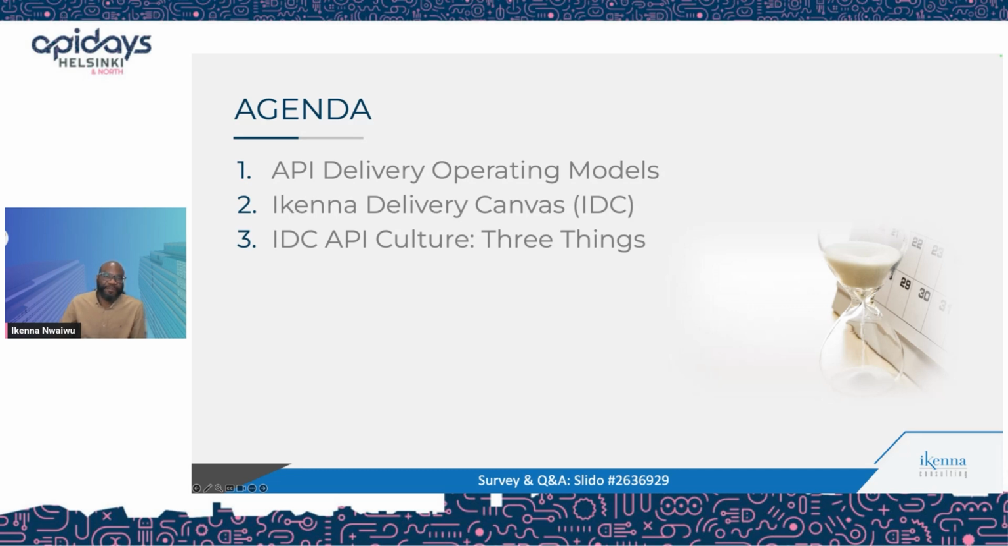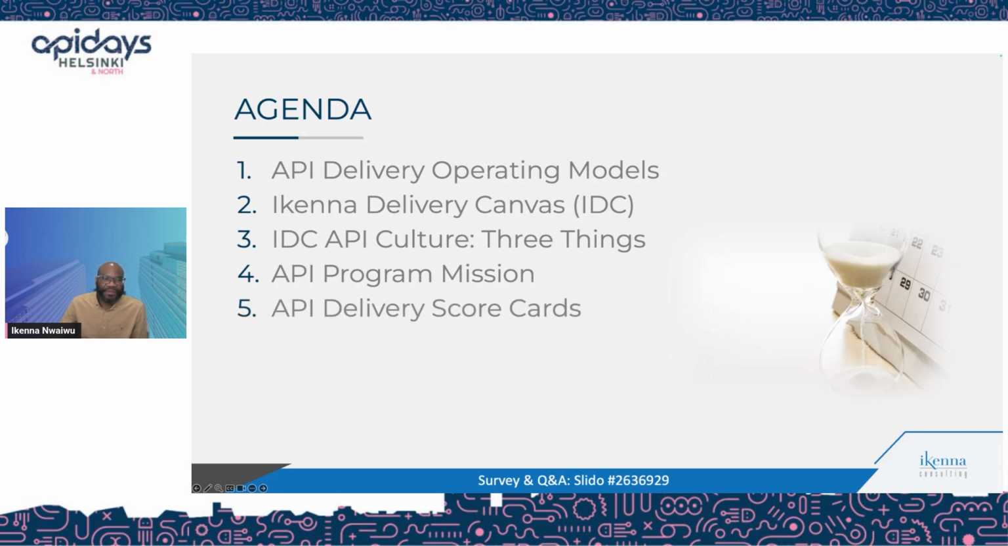The first thing is the API program mission, and I will give examples of some good API program missions and what they look like. I will talk about API delivery scorecards, how we can collect metrics to measure progress on our API governance, on the quality of our API governance. And then the third thing I'll talk about is the API governance group, which I think is a really important, but sometimes left out aspect of ensuring good API governance. And then I'll conclude the talk.